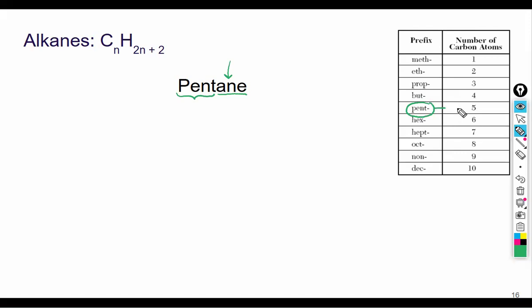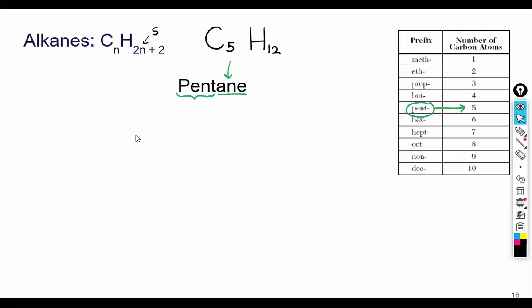Pent has 5 carbons, and I know it's an alkene because it ends with "ene." So I know my formula is going to be C5, because it must have 5 carbons. Replace the n with 5: 2 times 5 is 10, 10 plus 2 is 12. So when I do my drawing, I'm going to end up with 12 hydrogens.